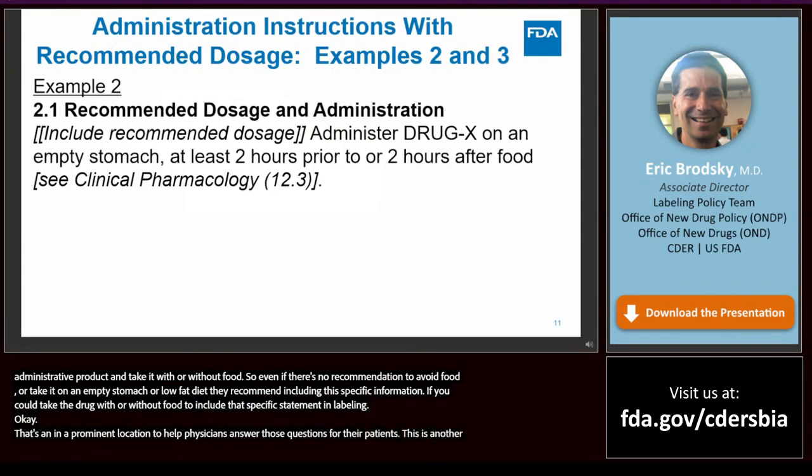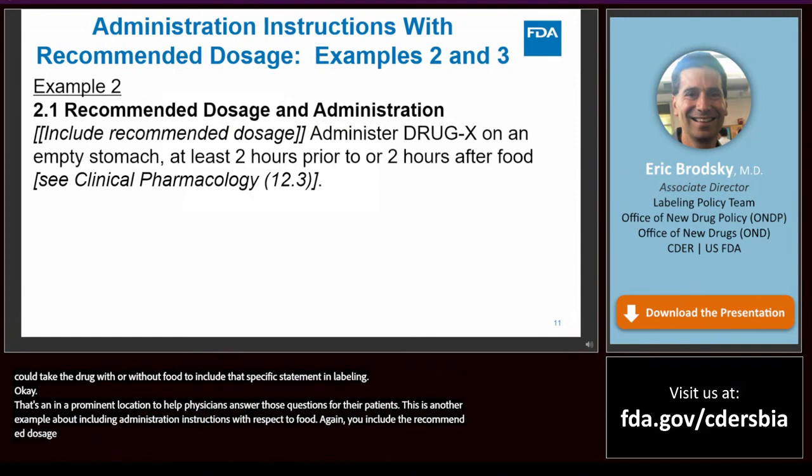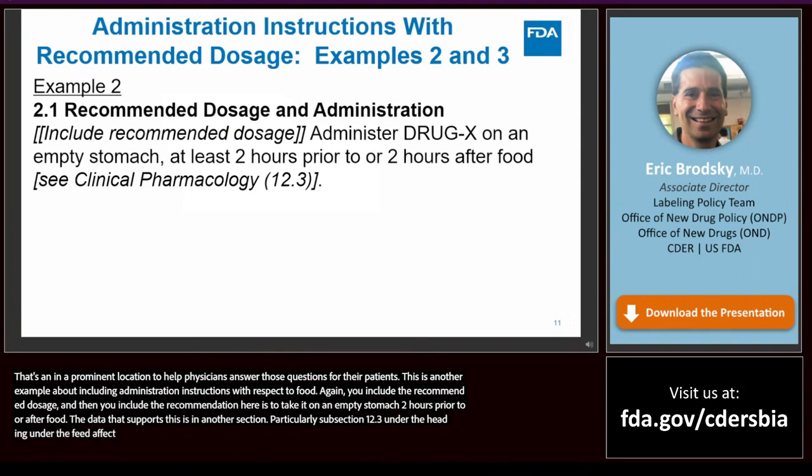This is another example about including administration instructions with respect to food. Again, you include the recommended dosage, and then you include the recommendation to take it on an empty stomach at least 2 hours prior to or 2 hours after food. The data that supports this recommendation is in another section. It's in the clinical pharmacology section, particularly pharmacokinetic subsection 12.3, under the absorption heading under the food effect subheading.